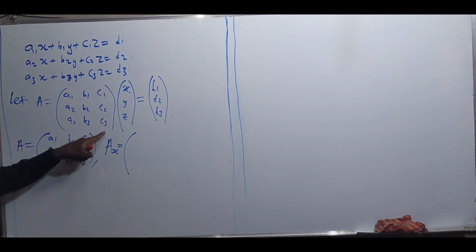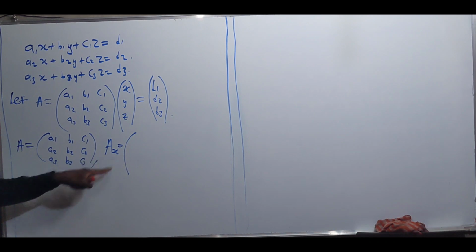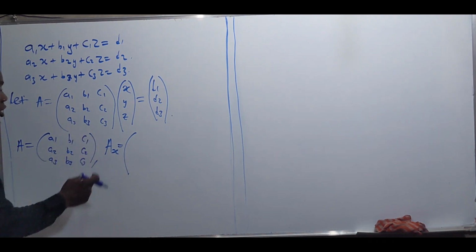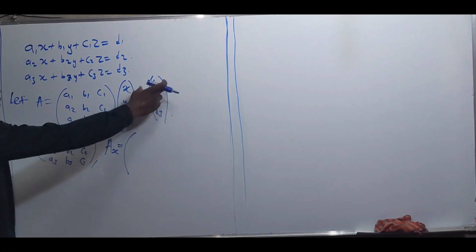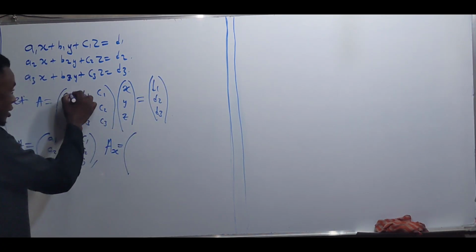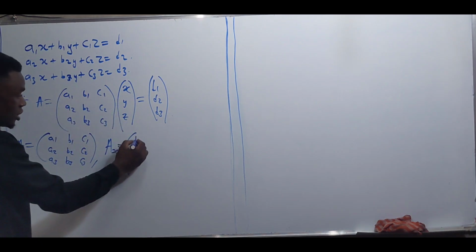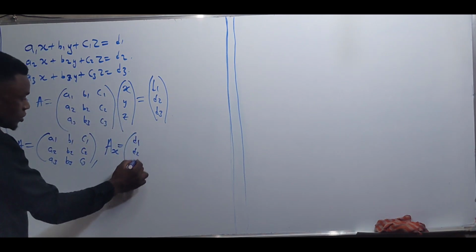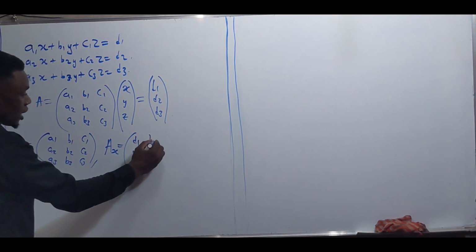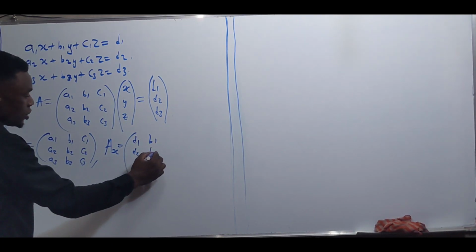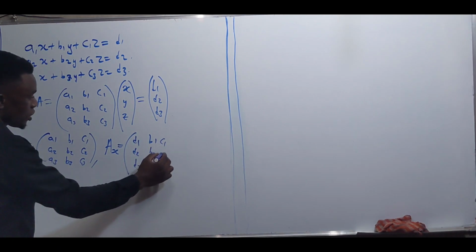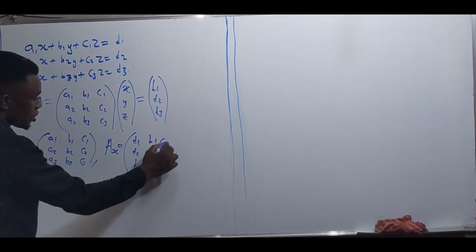If I have my matrix A with respect to the x values, this means I'm supposed to substitute the x coefficients with the d values. If I substitute there, this will be d1, d2, as well as d3. The rest will remain like that: b1, b2, b3, c1, c2, c3.